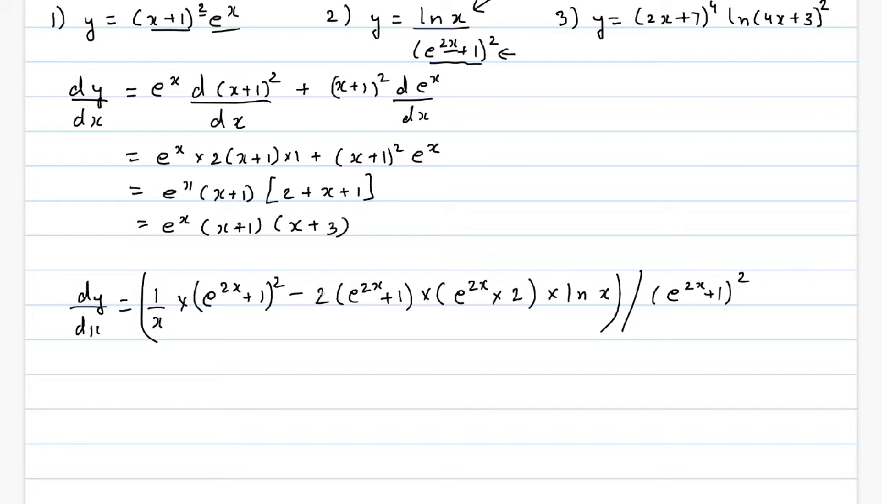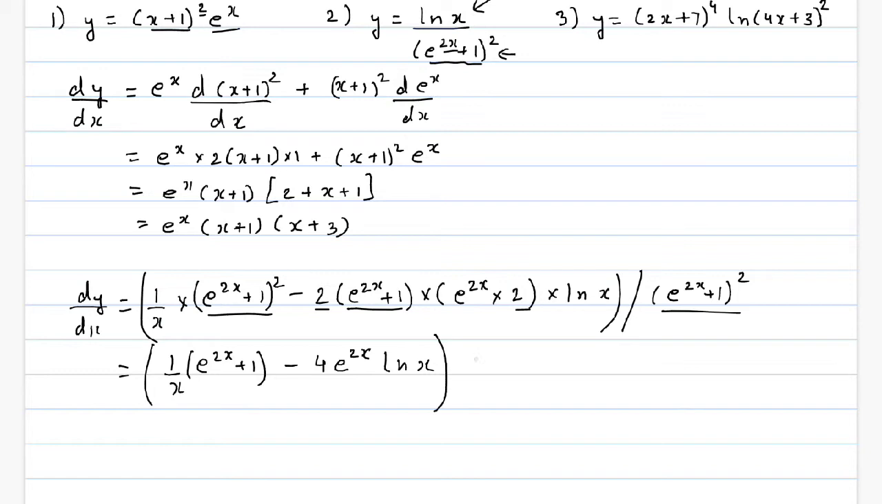Now from here you can take your e raised to 2x out of these, common, and you can remove it from here, and we'll say what we have left is 1 by x e raised to 2x plus 1 minus 2 into 2 will have 4, so 4 e raised to 2x log of x upon e raised to 2x plus 1. So this becomes our final answer.